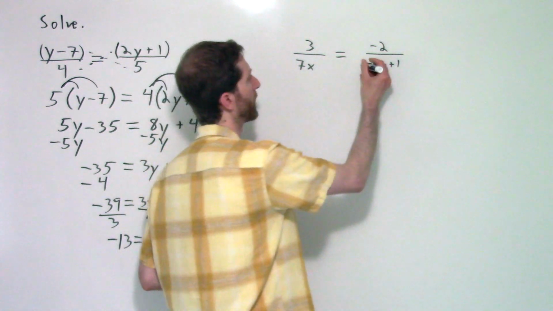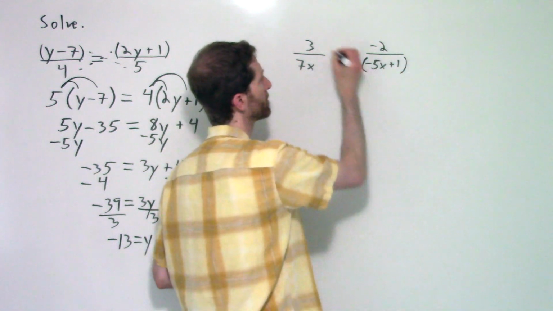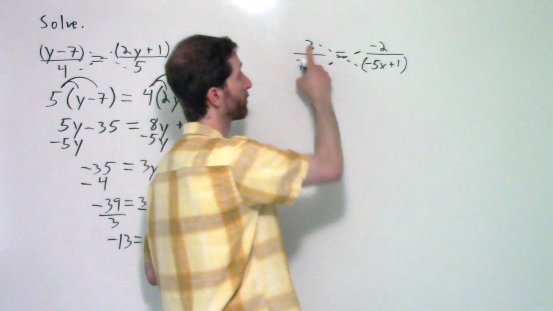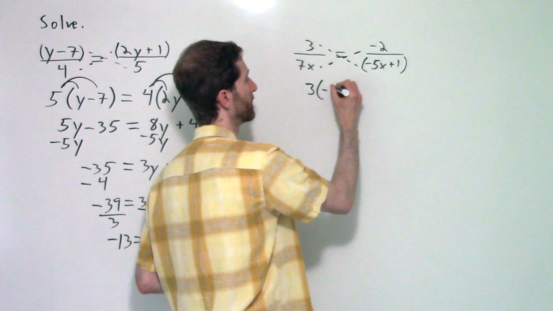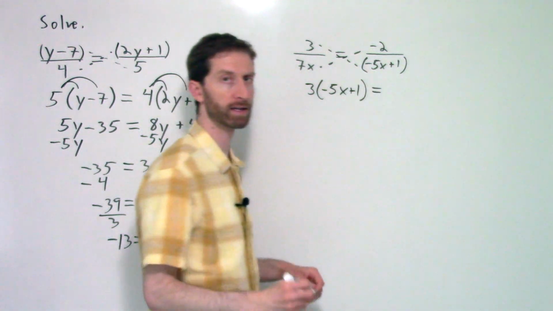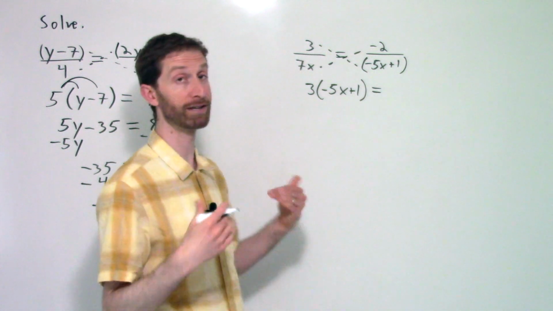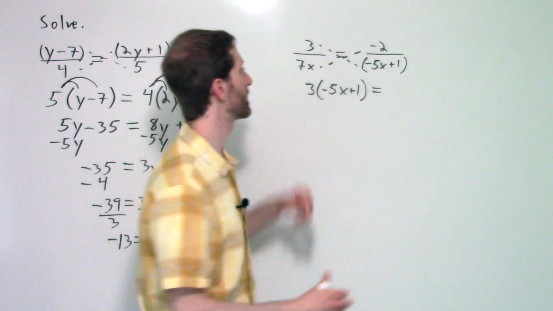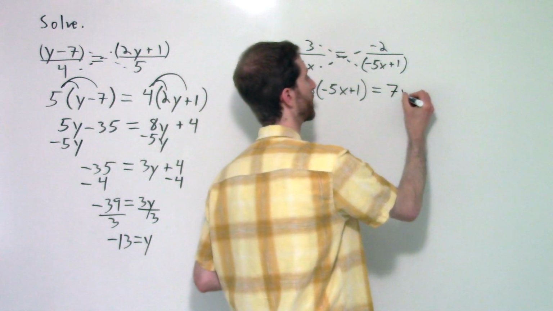Okay, so let's cross multiply again. I like to put parentheses around the multiple terms. 3 times that, 7x times negative 2. 3 times all of this, negative 5x plus 1. Write it all out. Don't try to do it mentally. That will prevent you from making the silly mistake of not distributing, and that would be super silly. 7x times negative 2. I'm going to write that out as well.